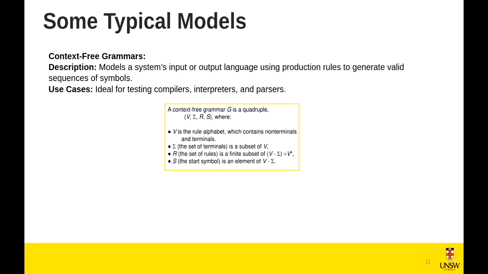And context-free grammar could be used to describe code, to describe programming languages. So that's why it is actually ideal for testing compilers. We can use context-free grammar to help us generate some simple code, or to test compilers and interpreters, or the parsers of those compilers or interpreters. So this is context-free grammar.